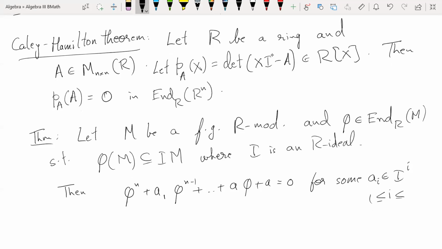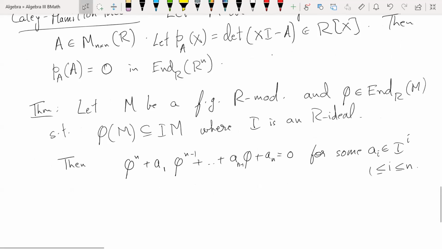So maybe the linear, the first term is a_{n-1}, and this will be a_n. Once you see the proof, you'll know why we have this, for i between 1 and n. So this will help us get some mileage. So let's do a proof.